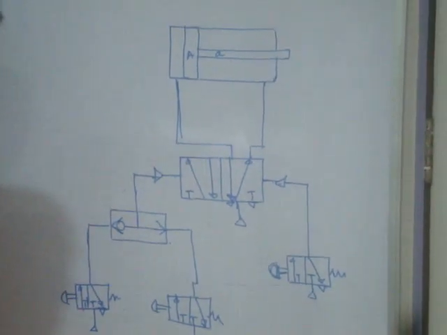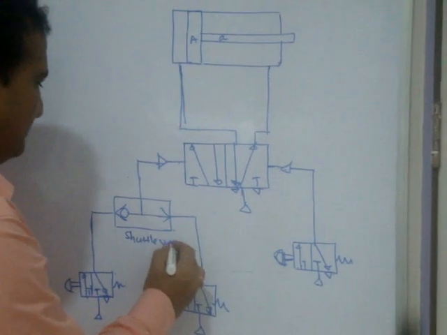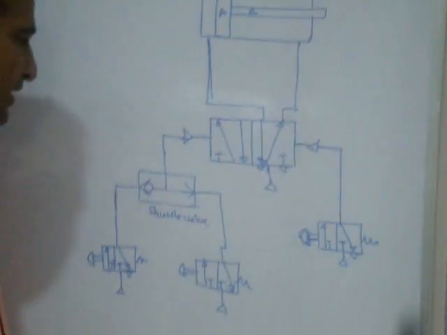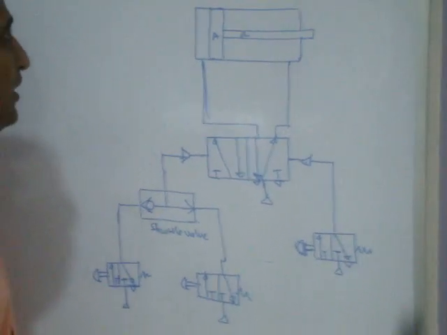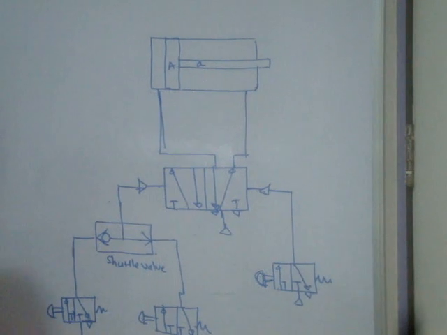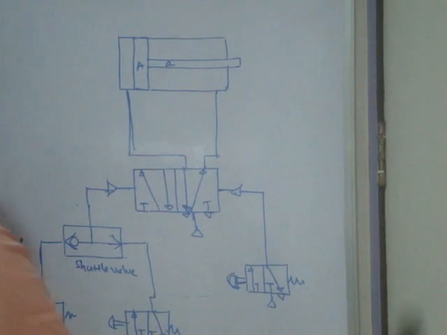This is called AND gate. This is called what? Shuttle valve. So I have introduced, the previous case was the dual pressure valve. Here a shuttle valve, OR gate. So now the last concept, the basic case: what is the single cycle and double cycle.